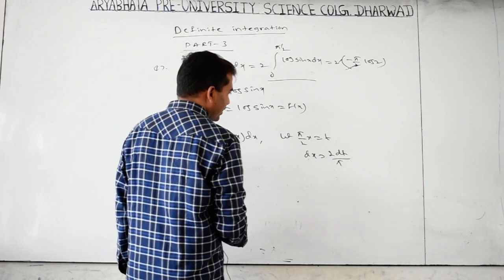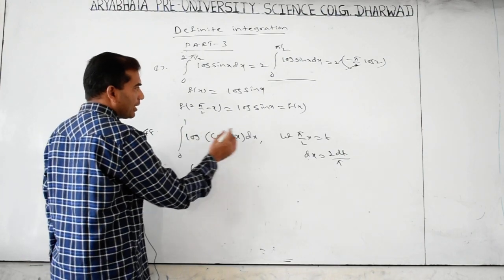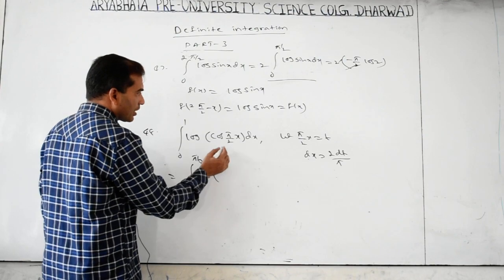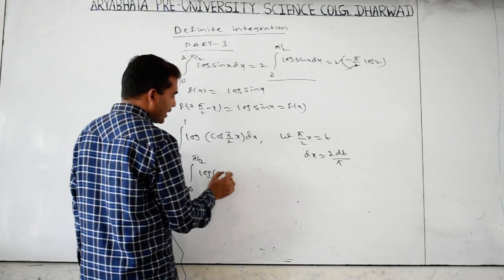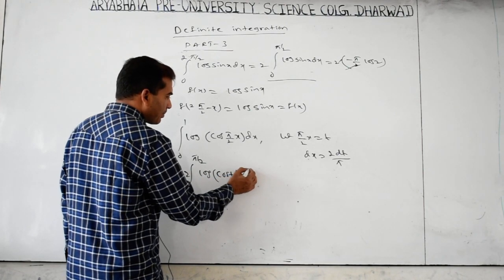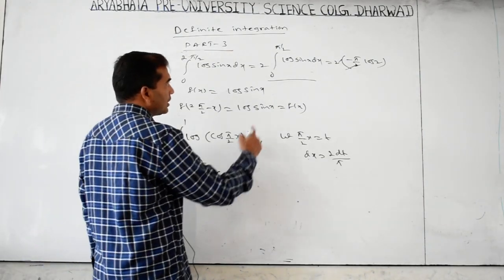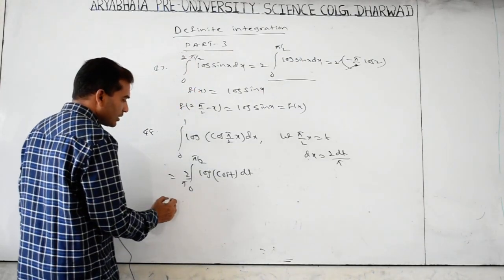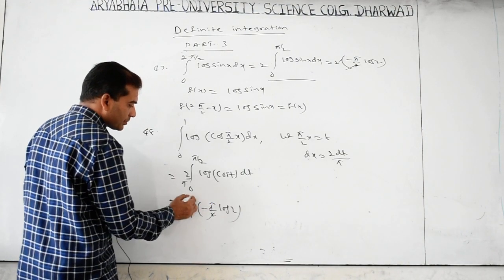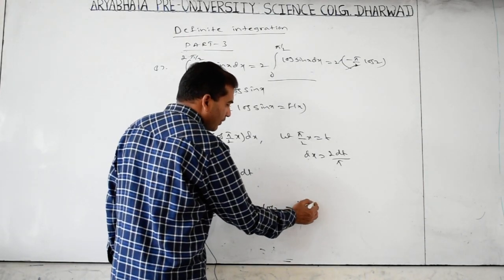2 dt by pi. So the lower limit, if x is 0, then t is 0 only. The upper limit, x is 1, then t is equal to pi by 2. Log of cos of pi by 2 x equals log of cos t. dx is equal to 2 dt by pi. So this is 0 to pi by 2 log of cos t, and 0 to pi by 2 log of sin x, both are the same: 2 by pi times minus pi by 2 log 2. The answer is minus log 2, or log of 1 by 2.